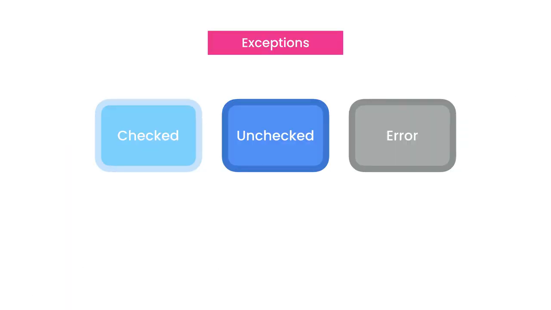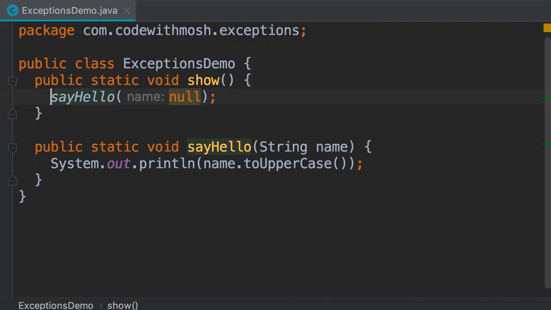Now the second type of exception is called unchecked exception or runtime exception. As the name implies, these exceptions are not checked by the compiler at compile time. They occur because of programming errors. NullPointerException is an example of a runtime exception. In the last video, we shouldn't have passed null to the sayHello method. This is a programming error.